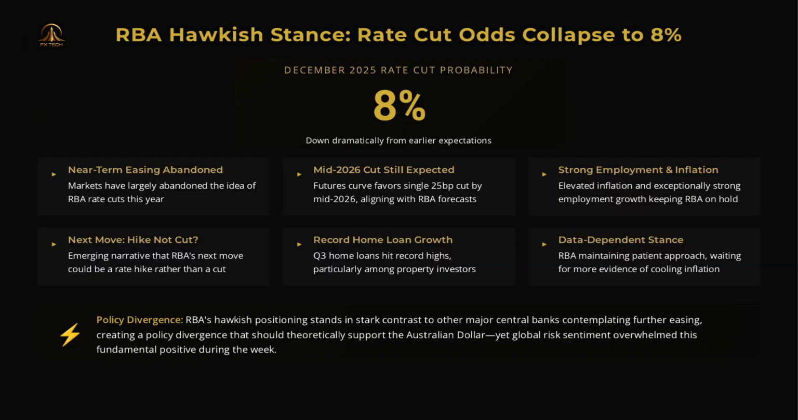The Reserve Bank of Australia's policy outlook shifted dramatically hawkish, with December rate cut odds collapsing to just 8%, down from significantly higher expectations earlier. Markets have largely abandoned the idea of near-term RBA easing, with the futures curve now favoring a single 25 basis point cut by mid-2026. This hawkish repricing reflects several powerful factors: exceptionally strong employment growth, elevated inflation that remains above target, and Q3 home loans hitting record highs, particularly among property investors.